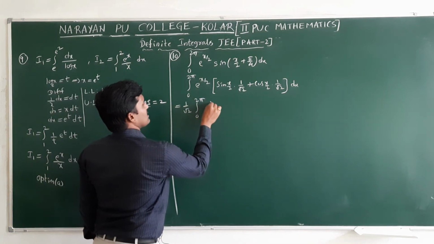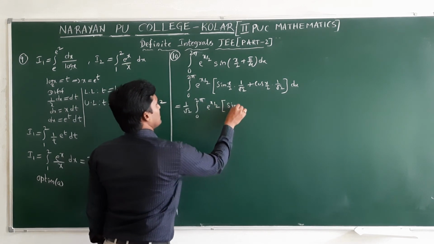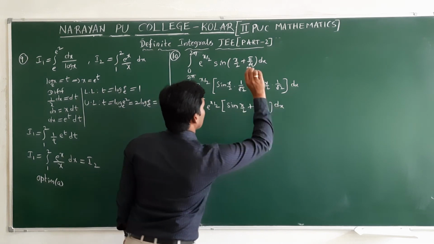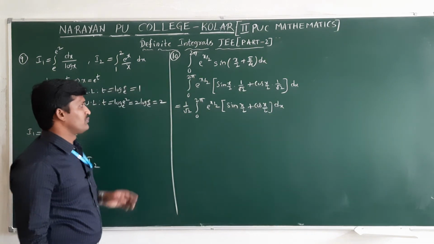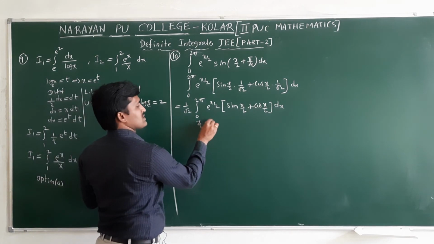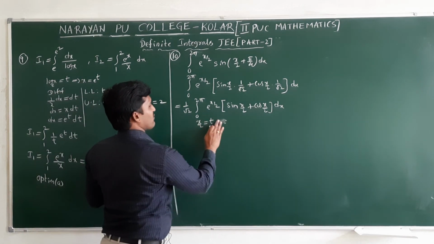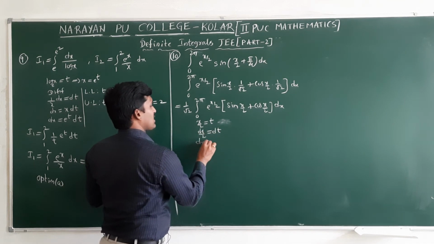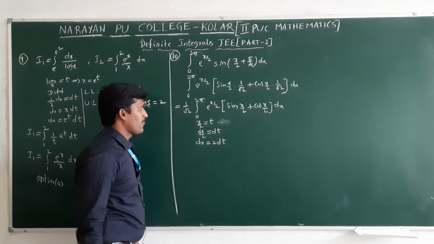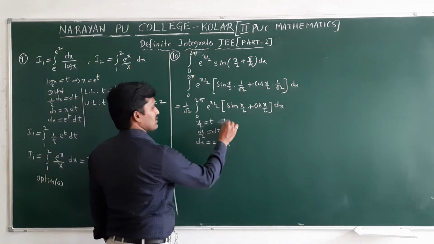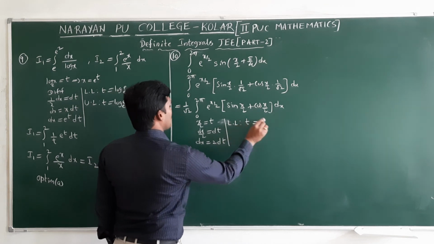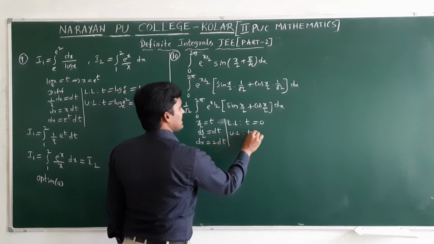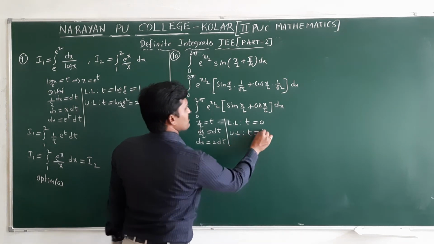Integral from 0 to 2 pi of e power x by 2 into (sine of x by 2 plus cos of x by 2). Here we still need to simplify this value. For that I will consider x by 2 as some t. Differentiating, what will we get? dx by 2 equals dt, so dx is equal to 2 dt. And you have to change the limits here. Lower limit: t equals 0, since 0 by 2 is 0 only. Upper limit: t equals 2 pi by 2, that is pi.